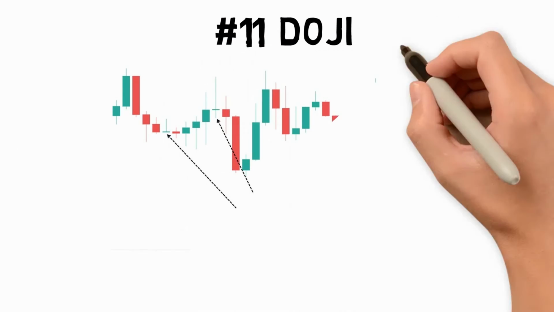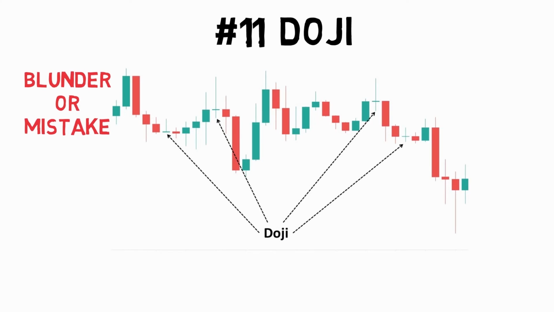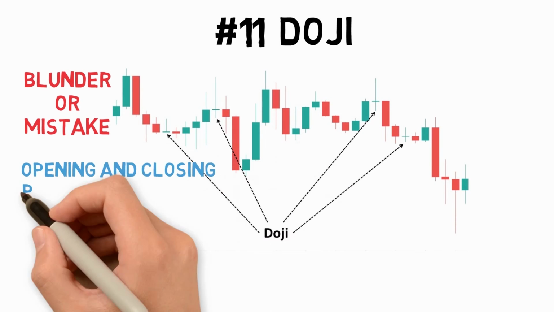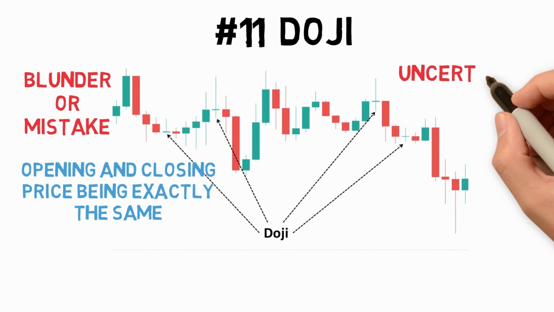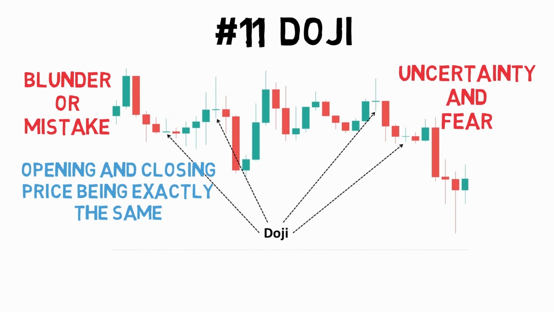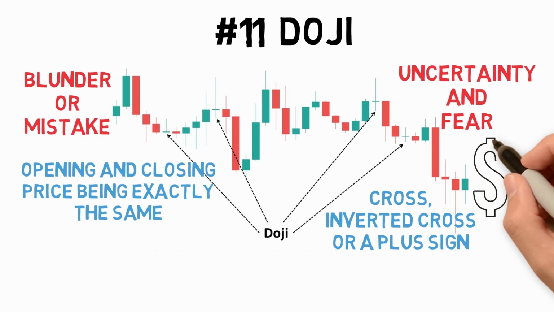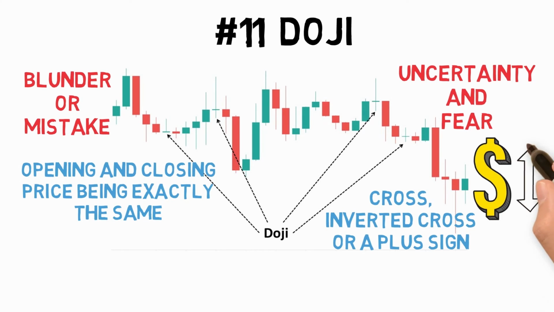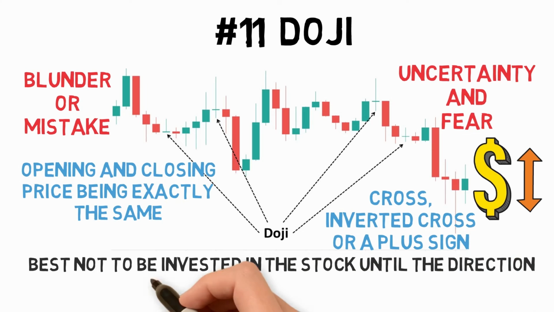Number 11. Doji. In Japanese, doji means blunder or mistake. In candlestick patterns, it refers to an opening and closing price being exactly the same. This too is a pattern that occurs in a single trading day. A doji candlestick often indicates uncertainty and fear. These candlesticks look like a cross, inverted cross, or a plus sign, as these are associated with uncertainty and fear. If this pattern reveals itself, it's best not to be invested in the stock until the direction of the price becomes clearer.